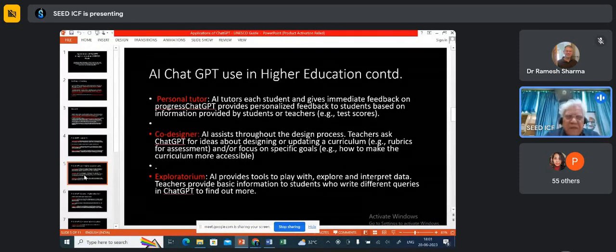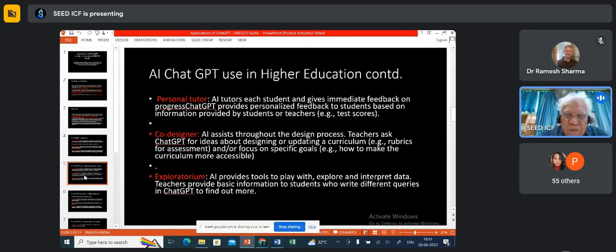So it helps in curriculum development, and an assessment rubric can also be done. Focus on specific goals, like how to make the curriculum more accessible to the people. That's also the issue. You find that 10 or 15 people used to be in a group, they used to develop the curriculum. Another person used to look, a moderator used to look into it, and then discussion used to take place. That process was there. Now that process is brought to another level, and one can try to develop it much better with man and machine. This particular software helps you in doing it.